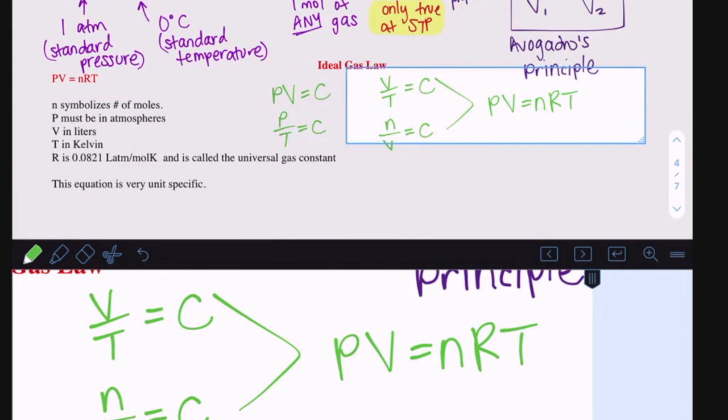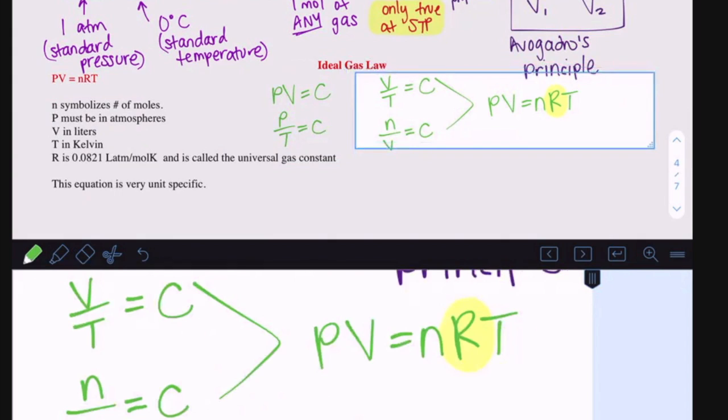Okay, and this R that you have not seen before, right here, is what we call the universal gas constant, and I'm going to talk about it in just a minute. But it is going to be very, very unit specific, because if you look at this, all of these different variables have different units, so for this universal gas constant R, we're going to want to make sure that we have the right units, so that everything can cancel and we can end up with the units that we are looking for.